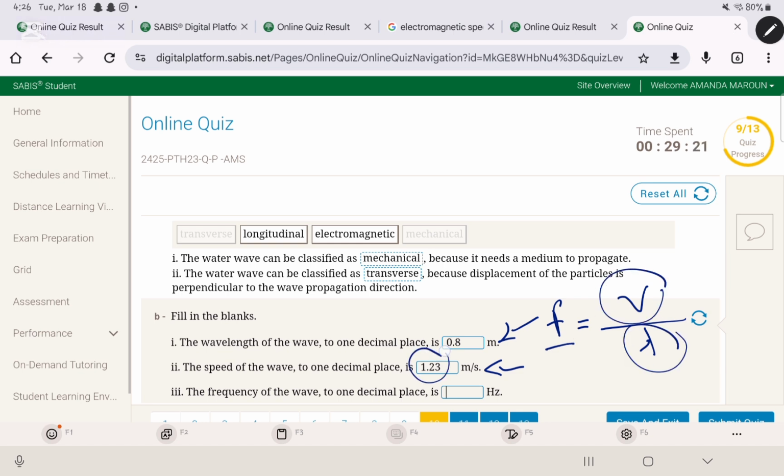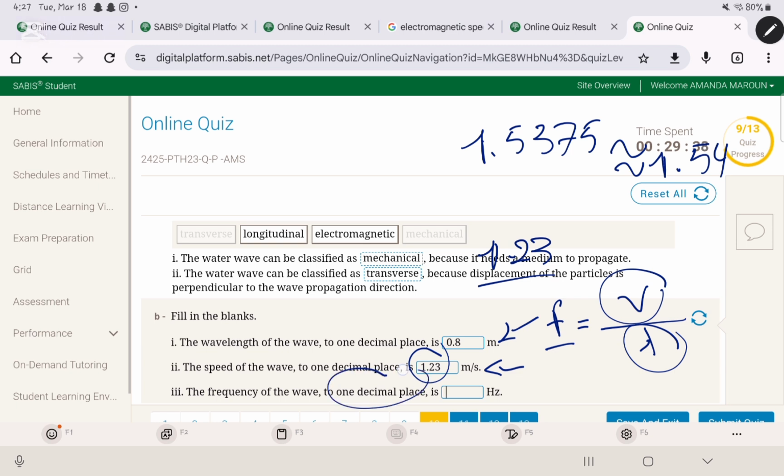So we're gonna take the speed, which is 1.23, and you are gonna divide it by 0.8, and you will get an answer which is 1.5375. You will round it, it's approximately 1.54, because they need 1 decimal place.